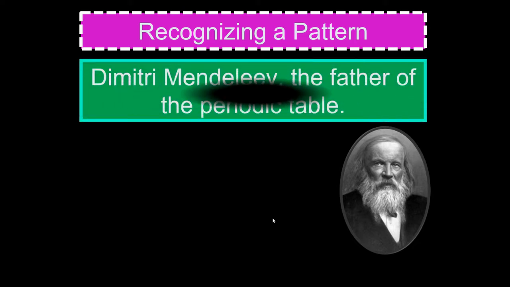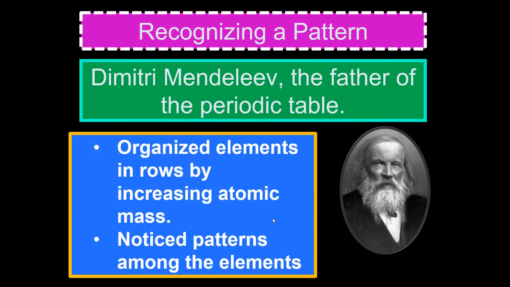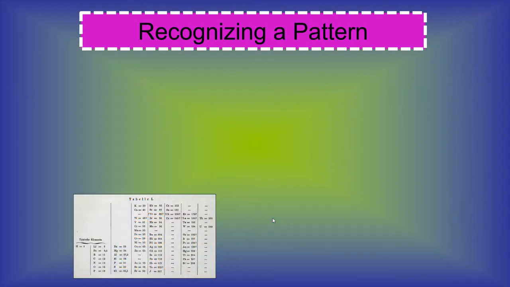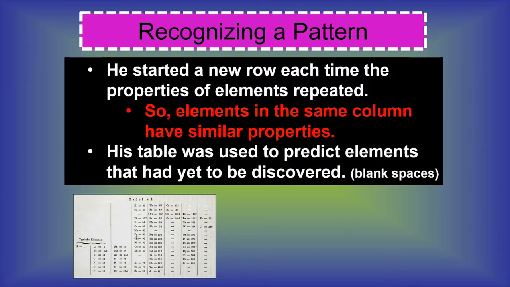All right, so Mendeleev was the father of the periodic table, the first one. He organized his elements in rows by increasing atomic mass, and he noticed patterns among the elements. He actually published the first periodic table in 1869. His periodic table looked like the one on the bottom left. It doesn't look really similar to the one that we have now. He started a new row every time the properties of the elements repeated. So elements in the same column have similar properties.